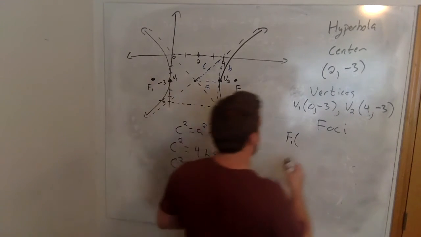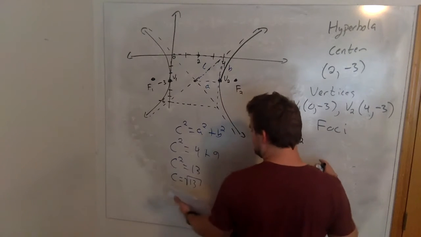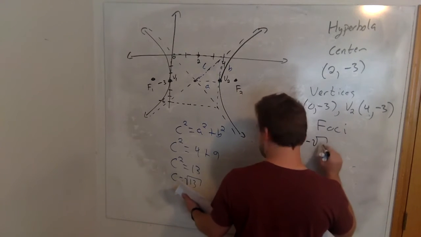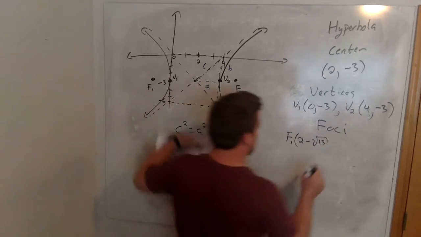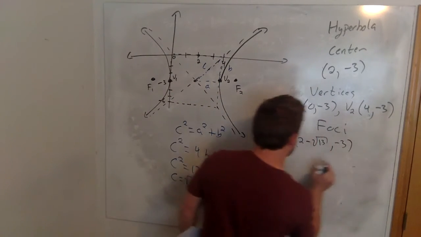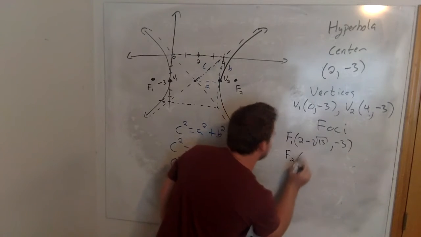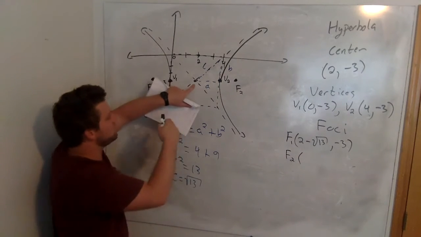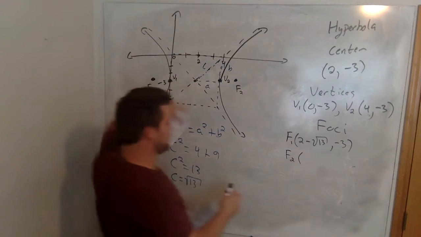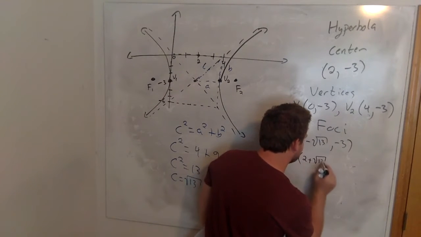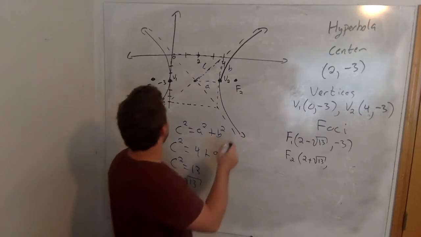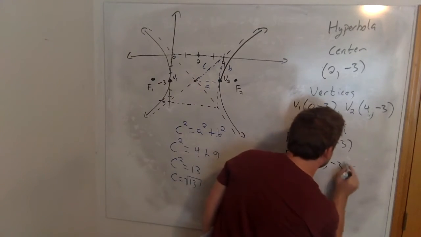So we're going to start at 2 and then go to the left the square root of 13. And the y coordinate will be negative 3. And then the other foci will start at 2 and then we're going to go to the right C units. So we'll go right root 13. So 2 plus root 13, and the y coordinate will also be negative 3.